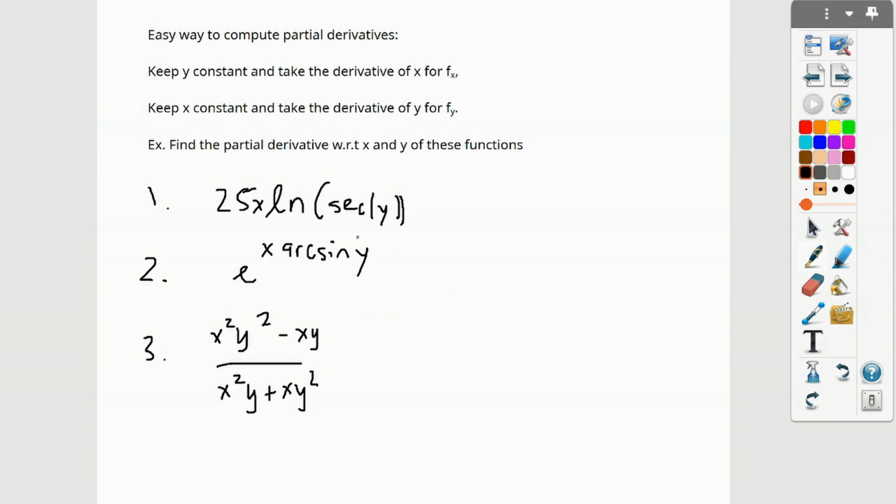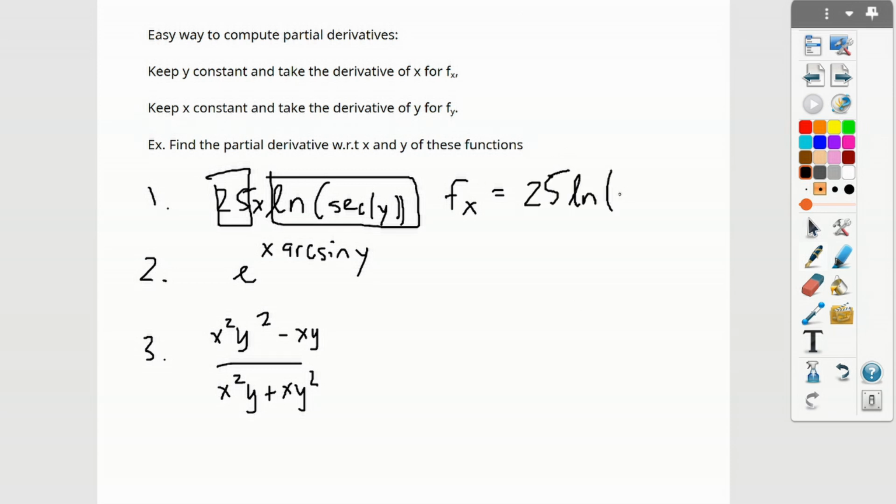So the first one is take f sub x of the first one. That would just be 25x natural log of secant of y. So this and this is just a constant, right? Even though it's a function, it doesn't manipulate x, so it's just a constant. So we can take all of that out. It actually becomes 25 times the natural log of the secant of y times x. So the derivative is just 25 times the natural log of the secant of y, which is the correct answer.